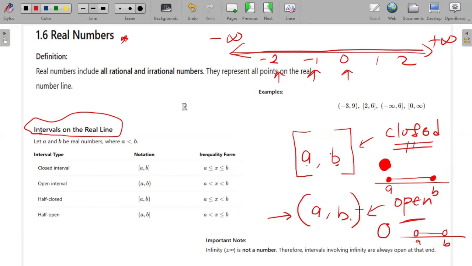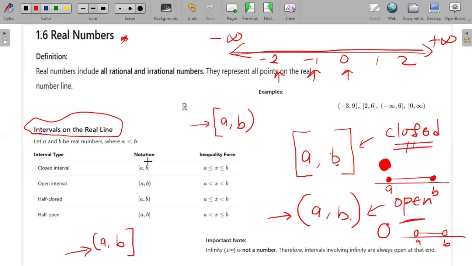Okay, and now we have what we call the half closed and half open intervals. If I start with a square bracket like this, then I put my A, then comma B, and then I end with a curved bracket like this, this one includes, this one does not include. So I'm going to call this a half closed. And when it is in this form, if I start with a curved bracket, then A, comma, B, and then a square bracket, this one is going to be called a half open interval.